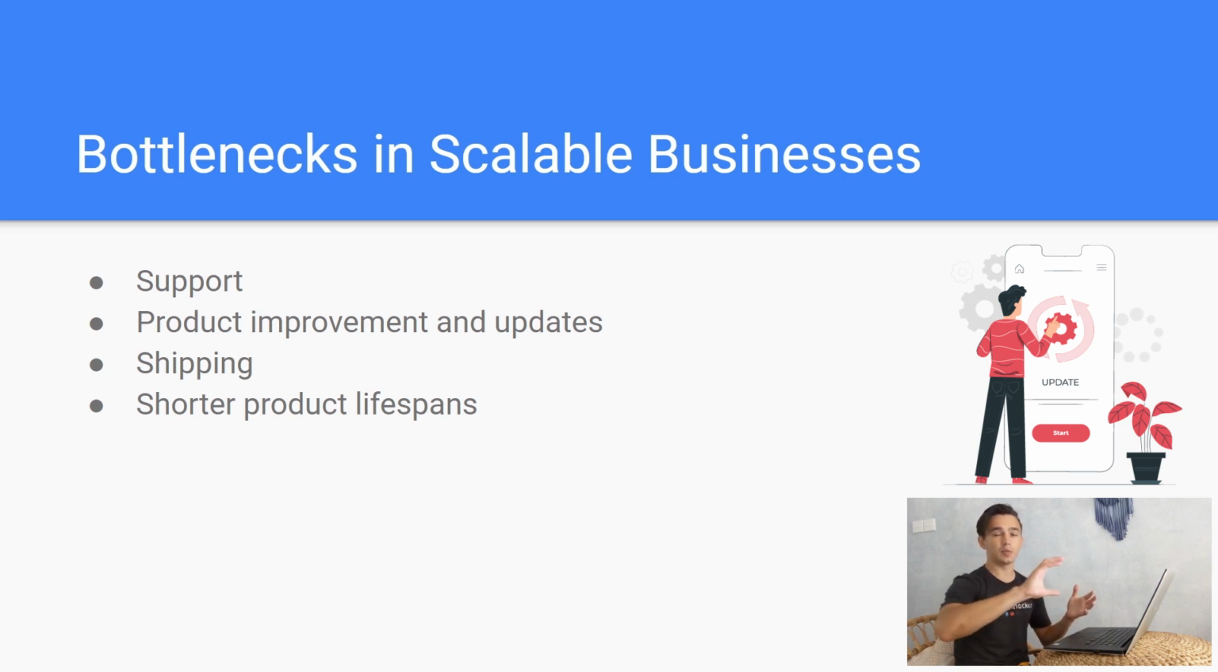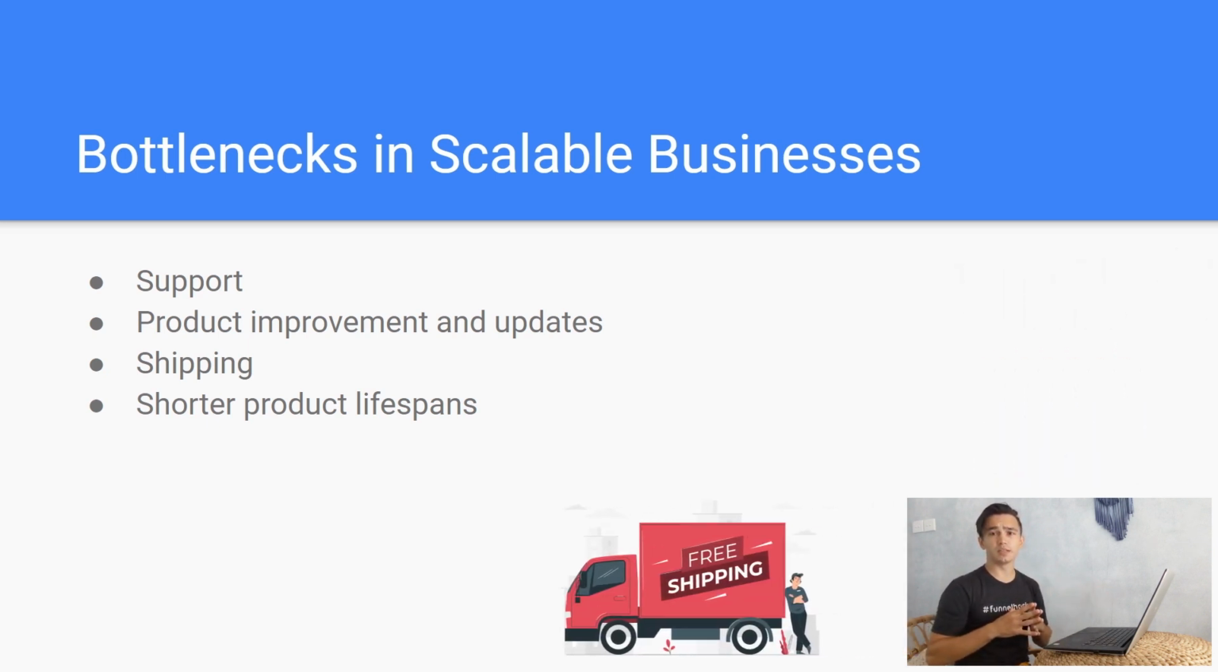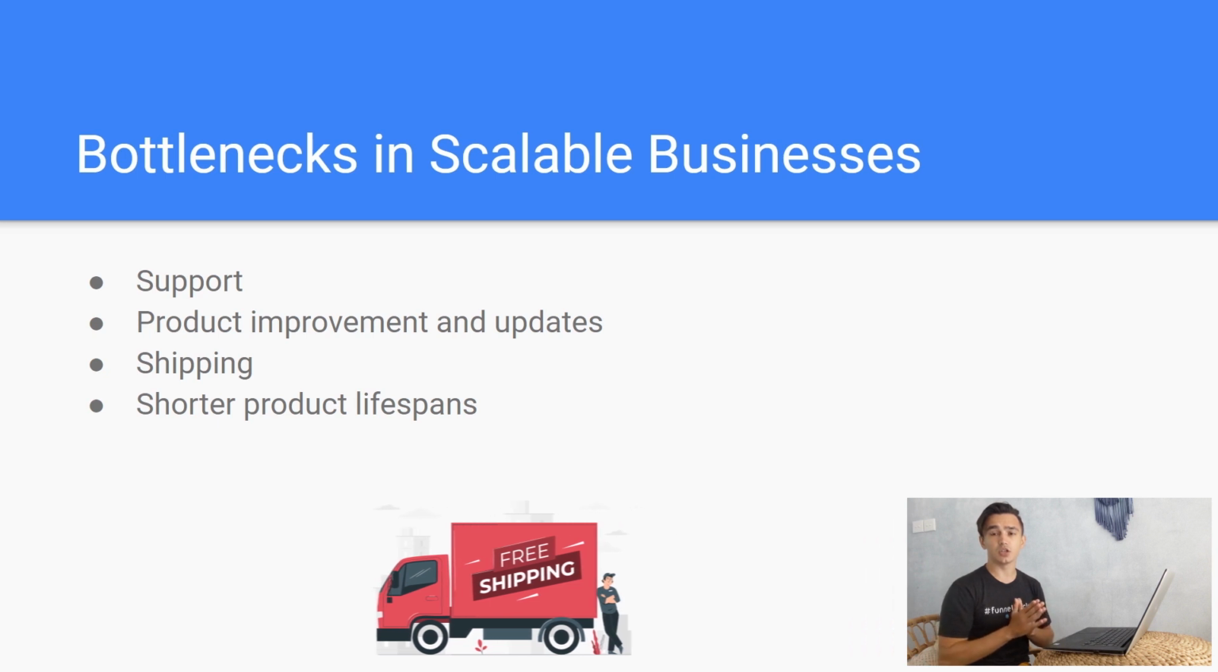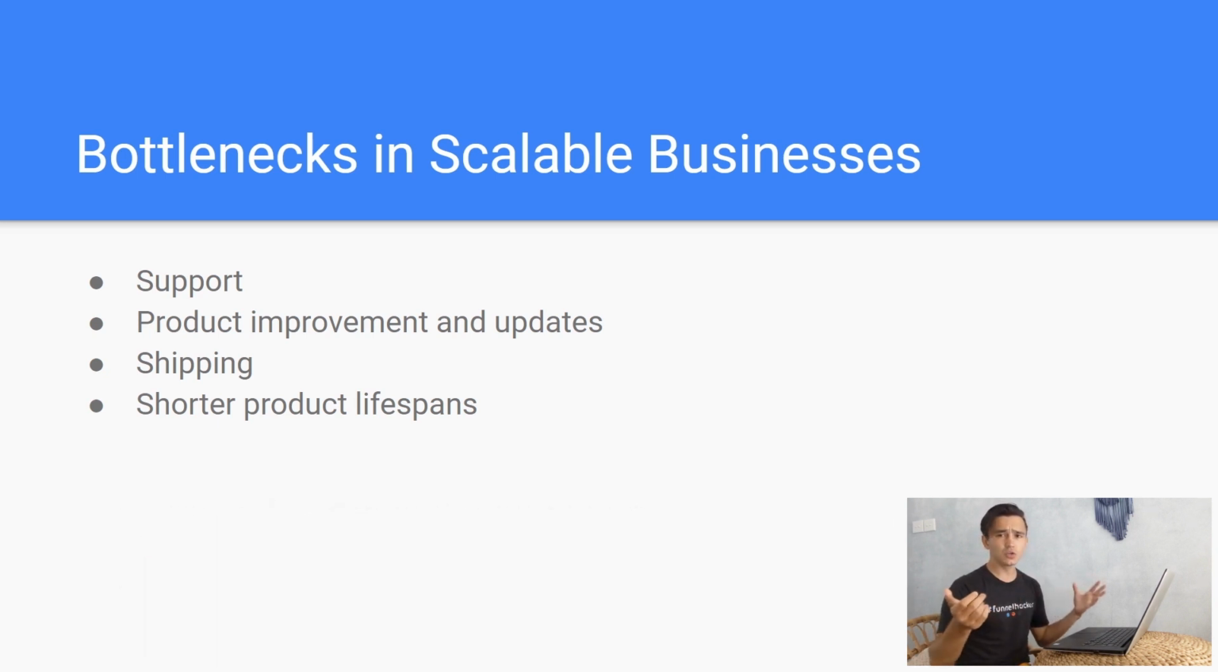It's not going to be scalable if people don't buy it, or if your existing users stop using it because it's not updated. And then it can be shipping, which means your supplier. You can run into issues with your supplier. They can fulfill, they can manufacture that kind of product. So this is basically it.